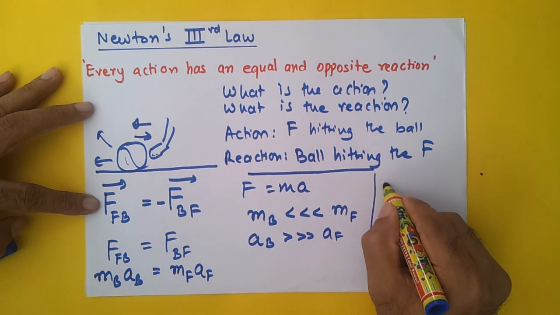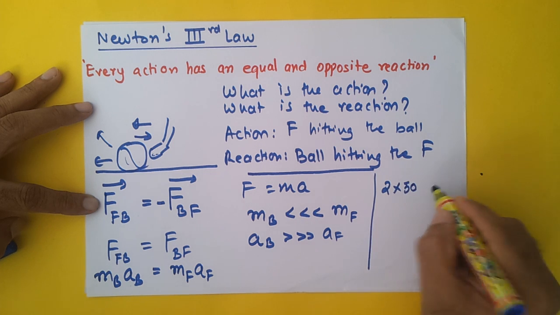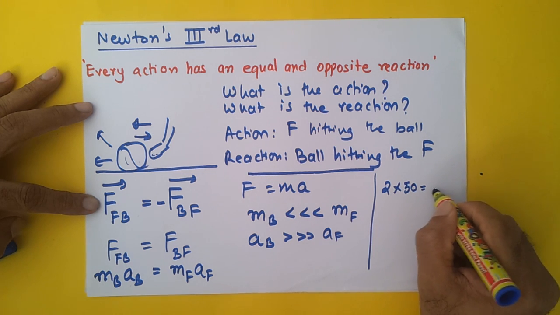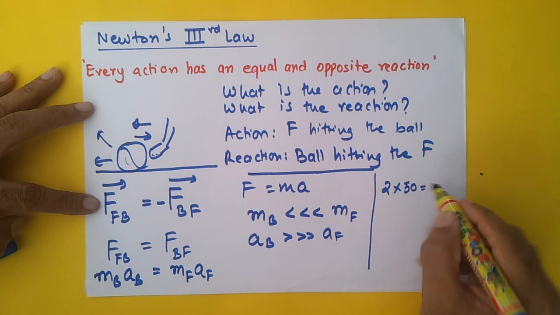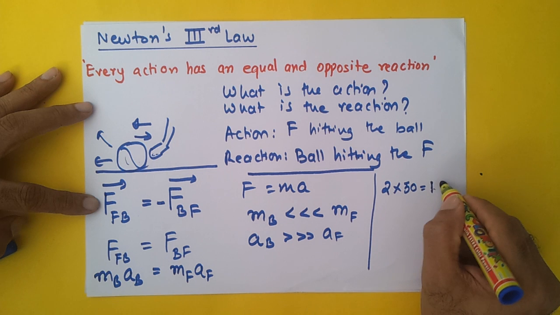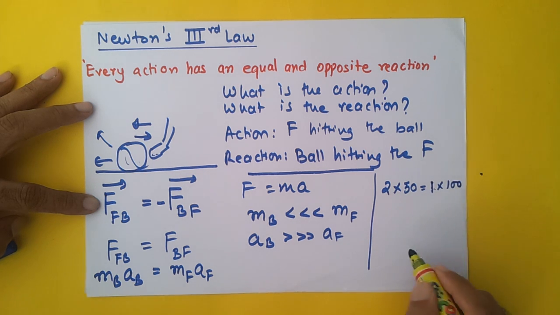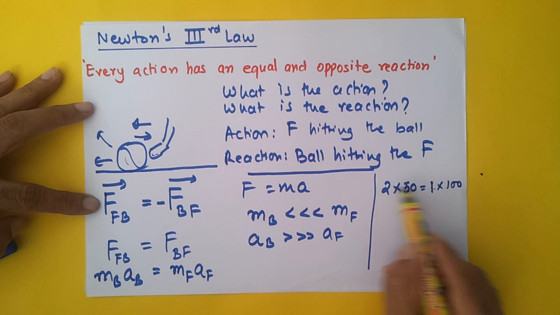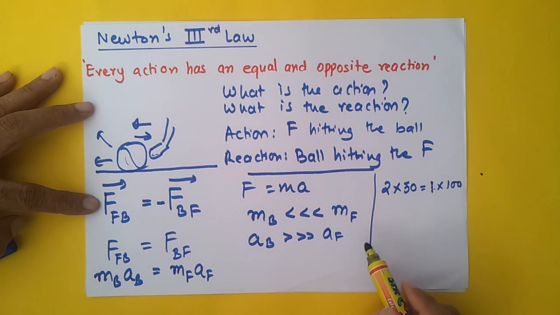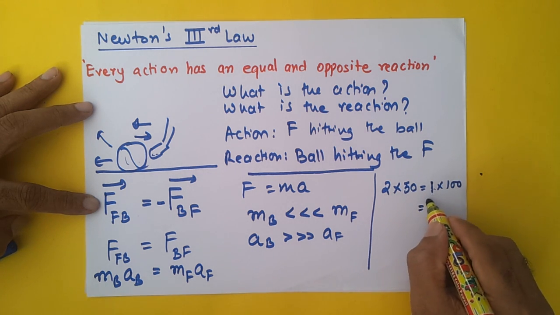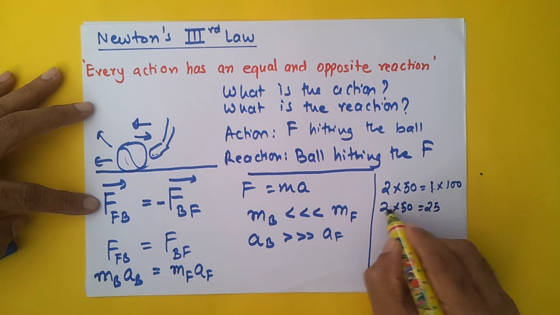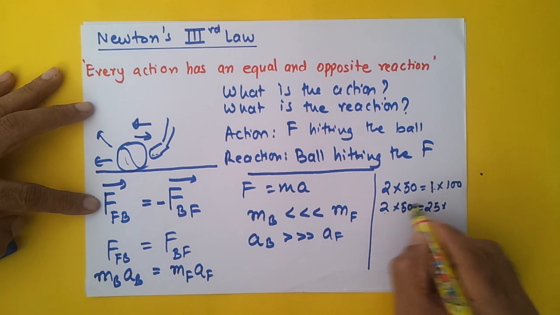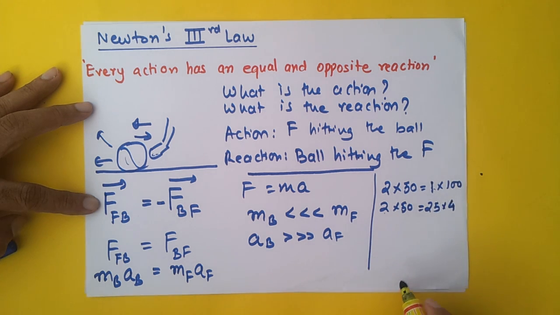Let us say 2 into 50 would be 100. If instead of 2 I take 1, then I will have to multiply it with 100. So if this number decreases from 2 to 1, this number would increase from 50 to 100. Conversely, if I increase this number, 2 into 50, instead of 2, I take 25. So I have increased this, then the corresponding number for this would decrease. This would be 25 into 4. As I keep on increasing this number, this decreases.